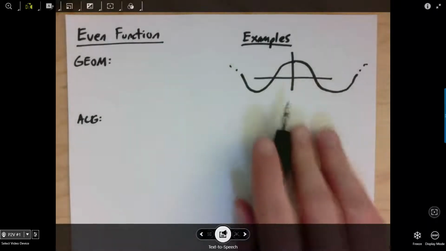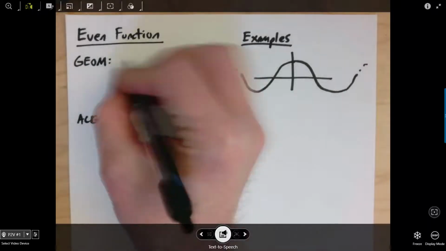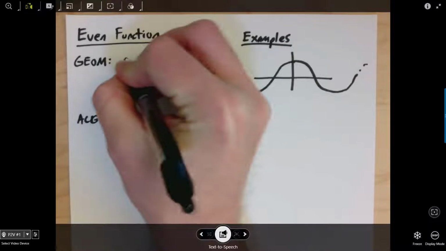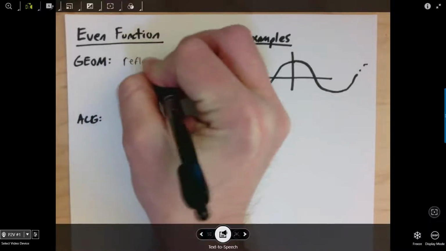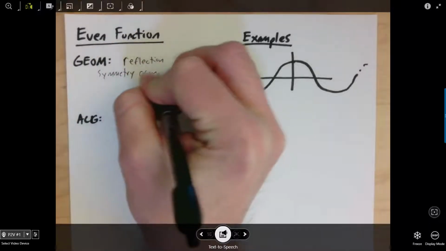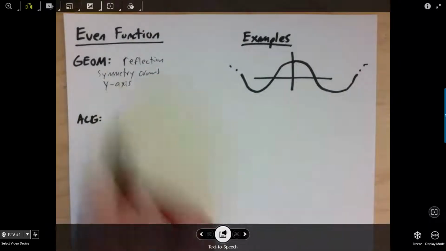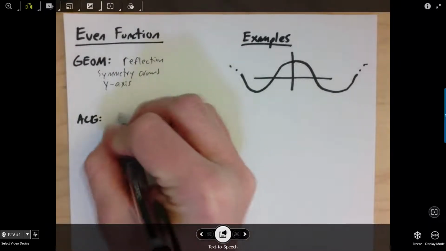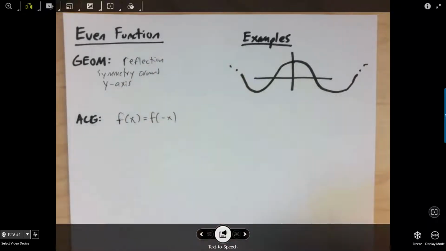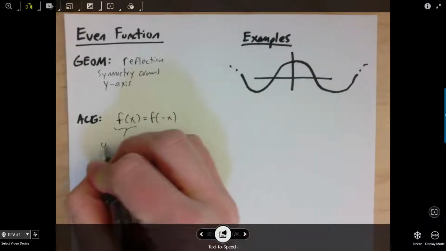Even functions are functions that have this reflectional symmetry across the y-axis. So we're going to define them sort of geometrically and algebraically. Geometrically, they have a reflection symmetry around the y-axis. You can express that same idea algebraically by saying that f of x equals f of the opposite of x. And the way this makes sense is f of x is your untransformed function.